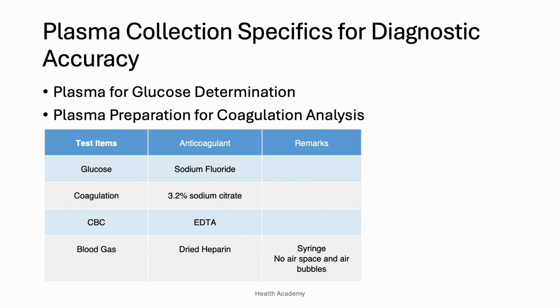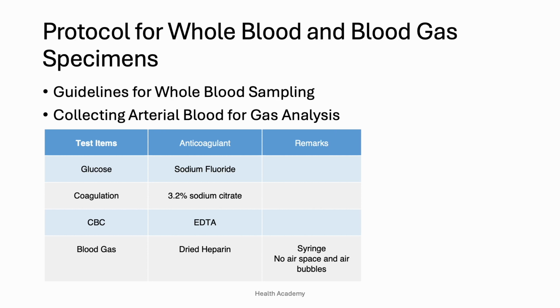Plasma preparation for coagulation analysis. Coagulation tests necessitate the collection of blood in sodium citrate tubes, maintaining it in a fluid state optimal for coagulation assessments. Protocol for whole blood and blood gas specimens. Guidelines for whole blood sampling. Certain biochemical tests, including those assessing HbA1c, G6PD-H, and immunosuppressive medications such as cyclosporine and tacrolimus, require whole blood. Using EDTA tubes is crucial to avoid clotting and maintain the integrity of these samples.